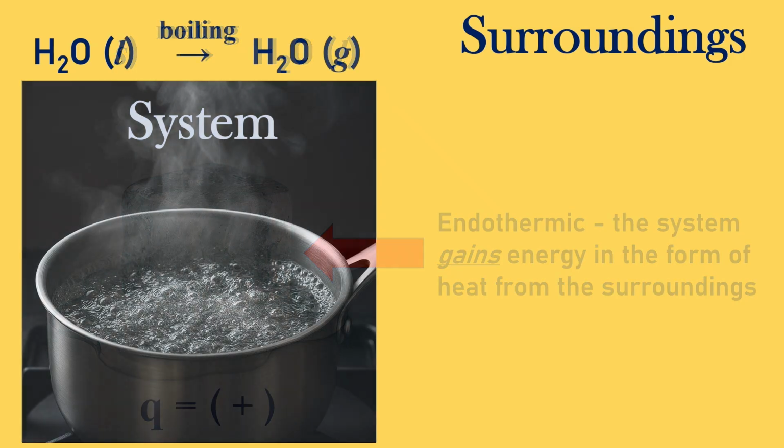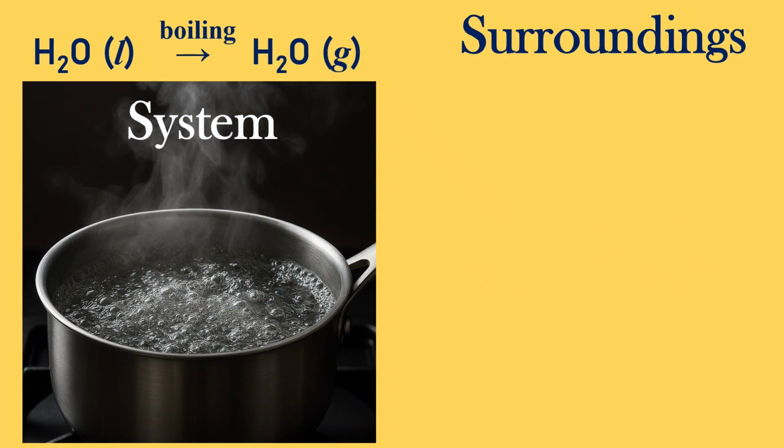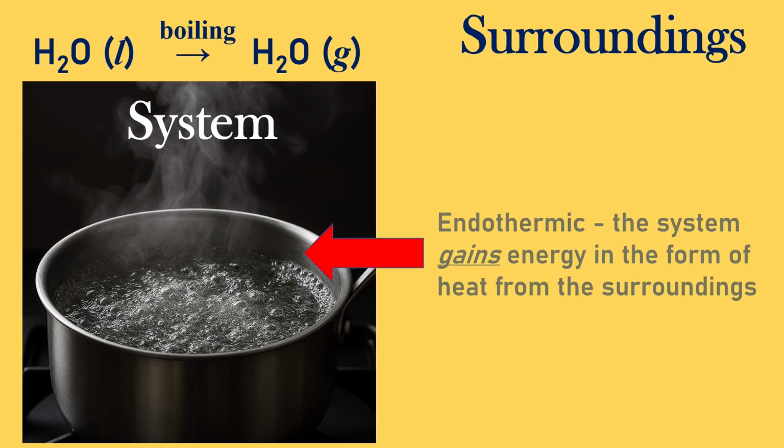What about boiling water? Here, water liquid changes phases into water vapor or gas. Is this endothermic or exothermic? For boiling to occur, heat needs to go into the water liquid from the surroundings. This is an endothermic process, and q is positive.